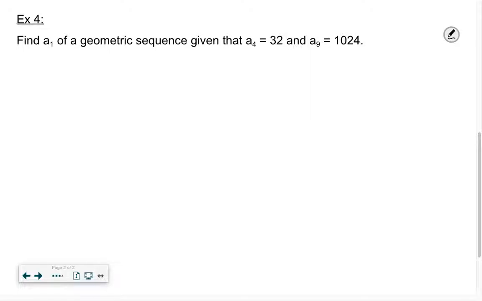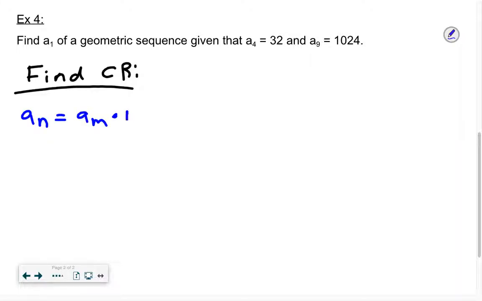Dylan? We want to find the first term given that the 4th domino is 32 and the 9th domino is 1024. Do we know what the common ratio is? Well, the answer is no. Therefore, we need to find the common ratio. This is where we have to include that extra step. a sub n is equal to a sub m times the common ratio raised to the n minus m. This is the part where we're going to use both of those terms, plug them in, and we'll eventually solve for that common ratio. Again, go in order from greatest to least.